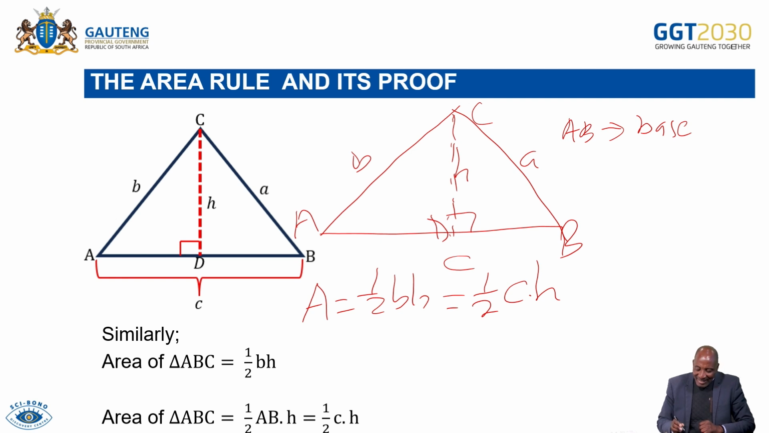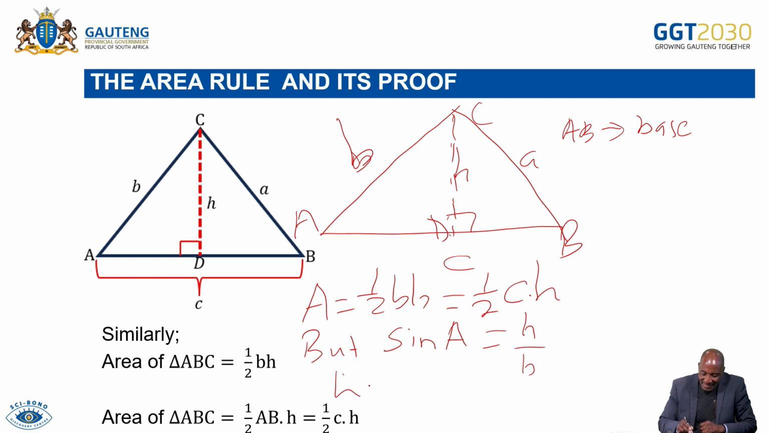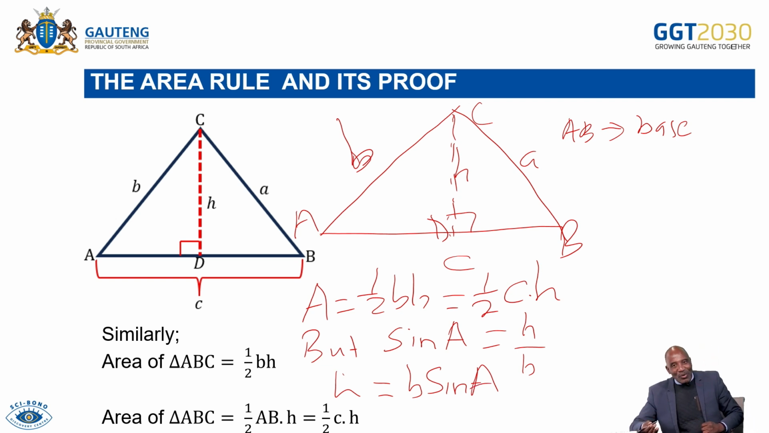So if I replace h, I will go back and say, sine of A is equal to the opposite side divided by the hypotenuse side, which is that hypotenuse side. If I'm at A, h is the opposite side. Then you make h the subject of the formula. You will have h equals b times sine of A. Because I want to replace h, you can do the same from the other side, B. But I'm only showing you how you can do it from side A. Another learner can choose side B.